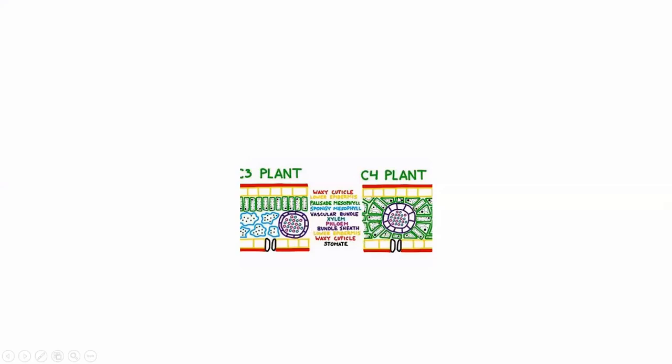If it is radially arranged, it is quick transport of photosynthetic assimilates, the water, everything is very quick. That's why the C4 plants produce more photosynthates in a shorter period because of this particular arrangement.